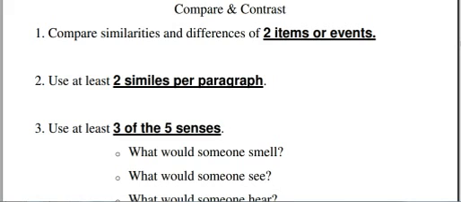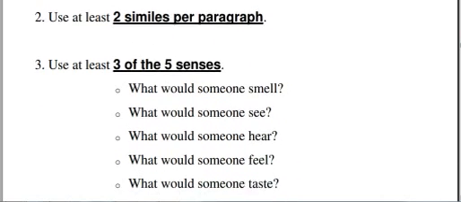So starting off, we are doing a comparison and contrast paper. You're going to compare similarities and differences of 2 items or events. You are to use at least 2 similes per paragraph. This is in addition to the 3 quality adjectives, the 1 ly adverb, and the 2 clauses that are required per paragraph. So 2 similes, that's not normal. Most of the time you have 1, but this time you're going to have 2 per paragraph. And you need to use at least 3 of the 5 senses somehow involved in this.